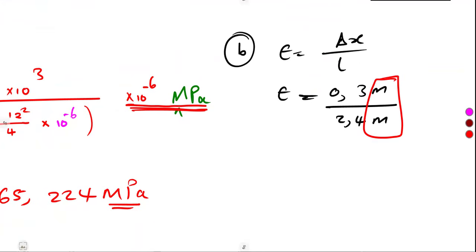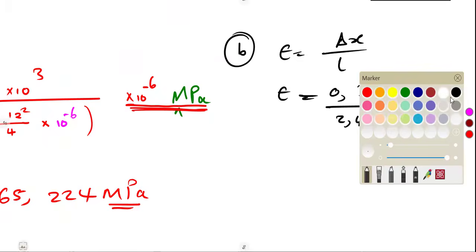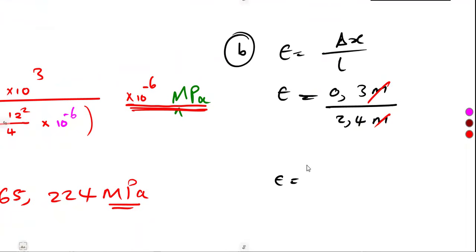Since it's a division, the same unit is needed so that these two can cancel. So if you're given millimeters, make sure that both are in millimeters. So that's it. That was going to give us 0.125 as a decimal.